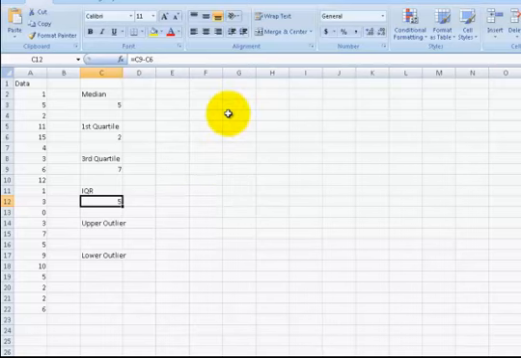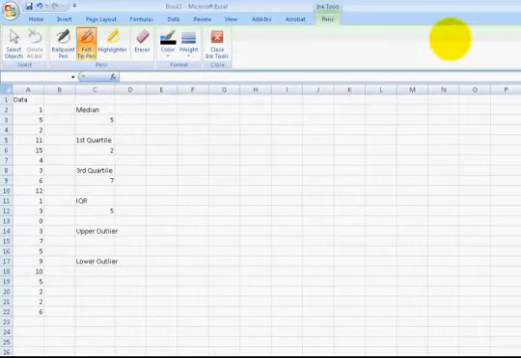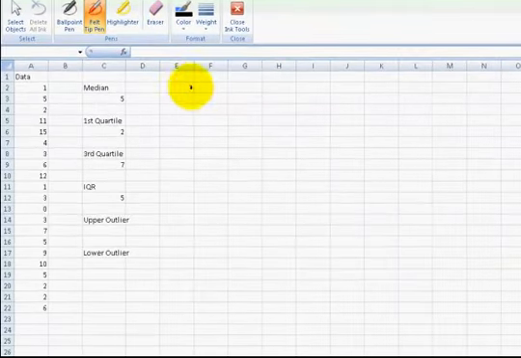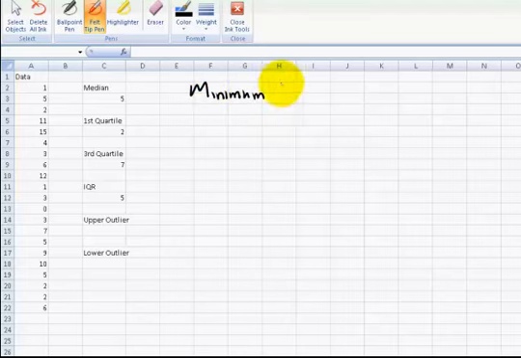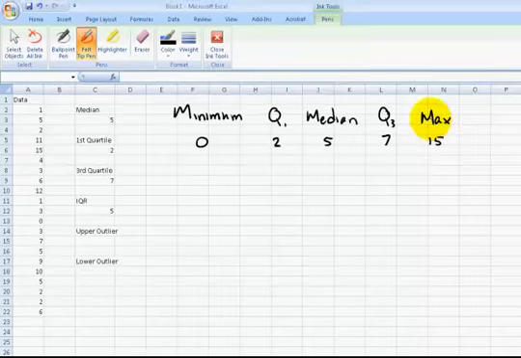For the 5-number summary, what we're going to do is just organize this data. It's already pretty much done for us, but we're going to do it anyways. What you create is the minimum, Q1, median, Q3, and the max. In this case, our minimum value that you can see over here on the left is 0, so you write 0. Our Q1 is 2, our median is 5, our Q3 is 7, and our maximum, you can see over here on the left, is 15.